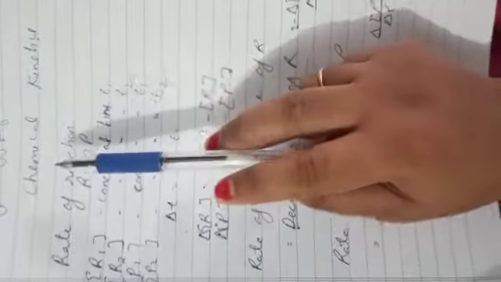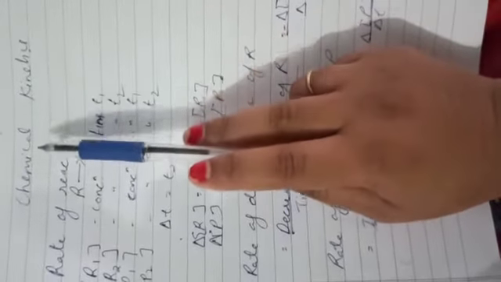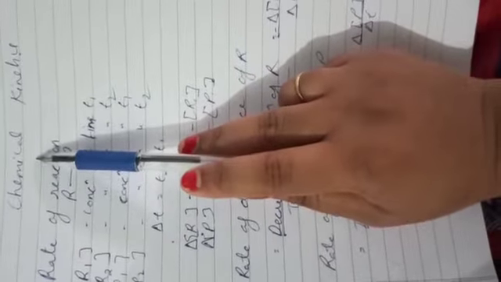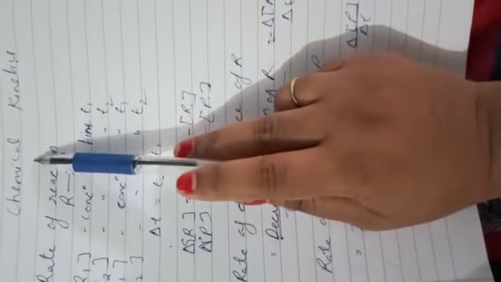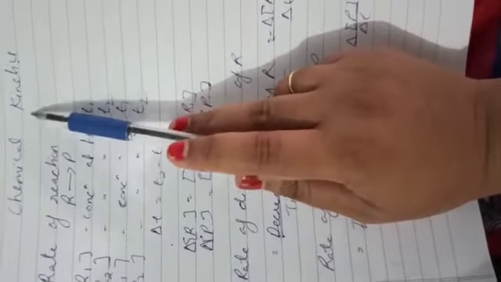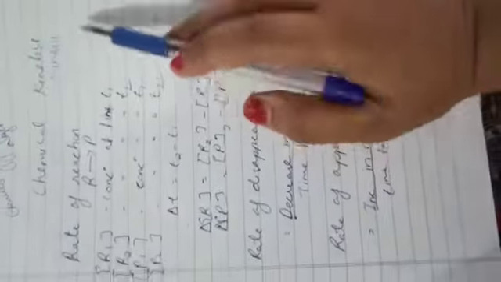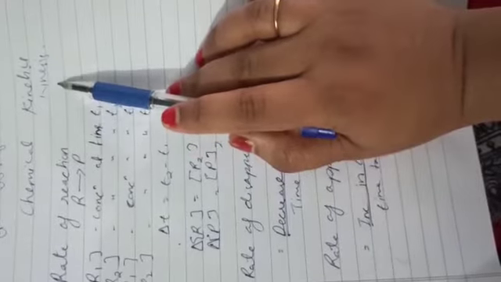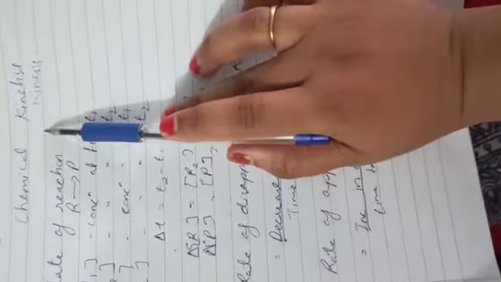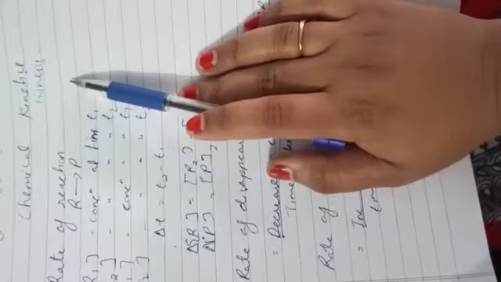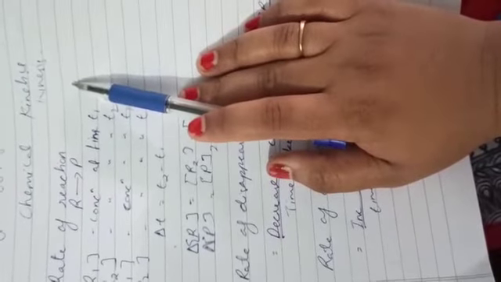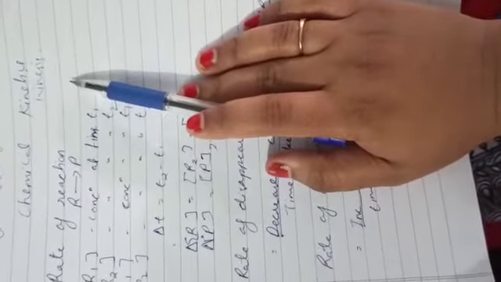Now we are going to start with our new chapter, which is chemical kinetics. Before starting this chapter and before moving forward, let's first know what kinetics is. Basically, students, kinetics is derived from a Greek word, kinesis. This kinesis word means movement. So basically, chemical kinetics is the branch of chemistry which deals with the study of the reaction rates and their mechanisms.